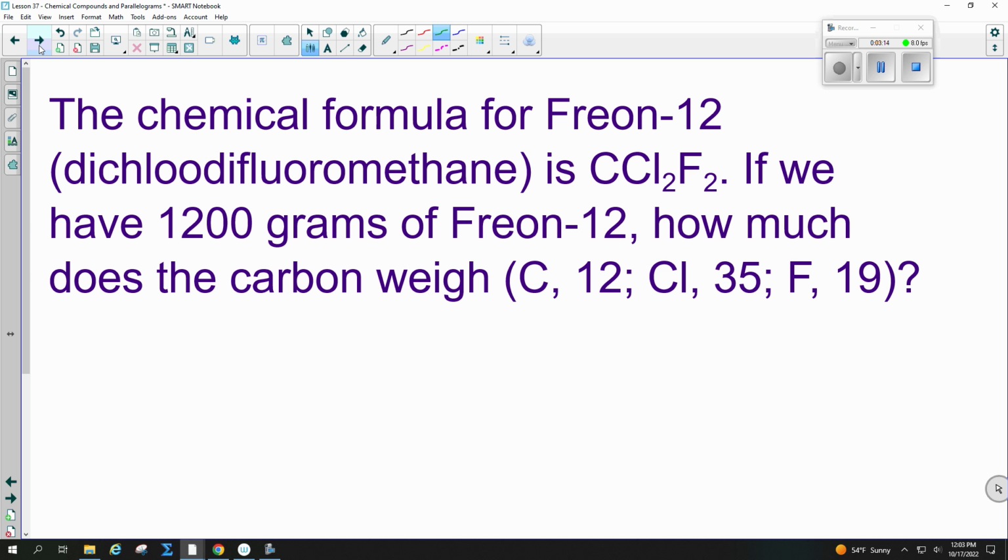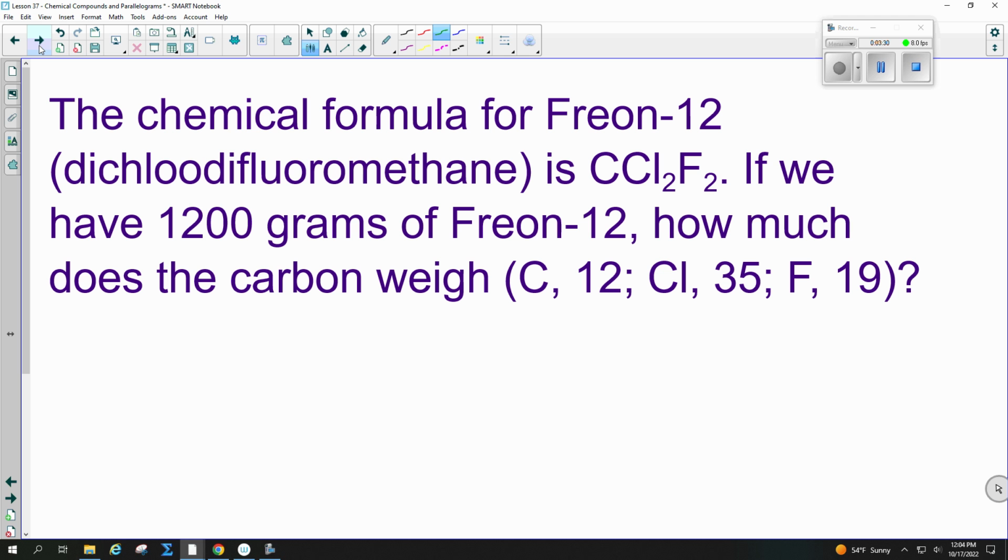No. The chemical formula for Freon 12, dichlorofluoromethane, is CCl2F2. If we have 1,200 grams of Freon 12, that's the total. How much does the carbon weigh?